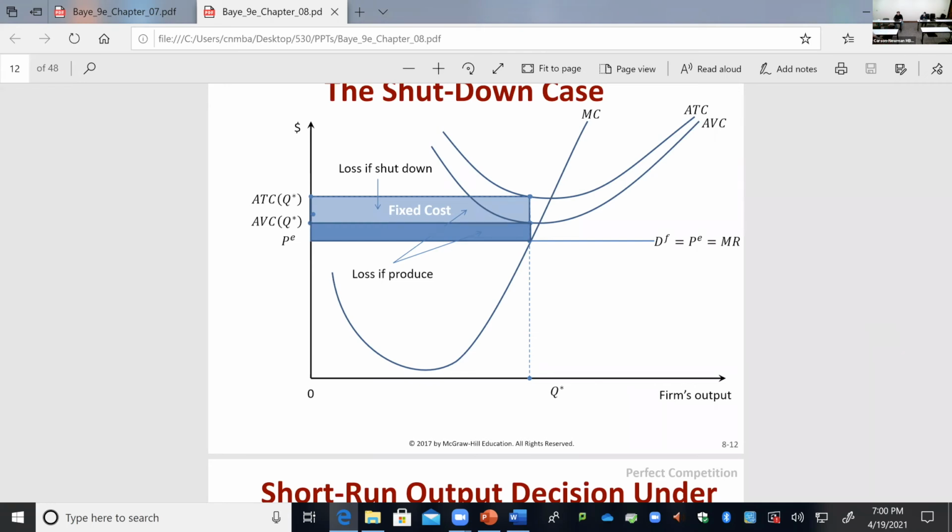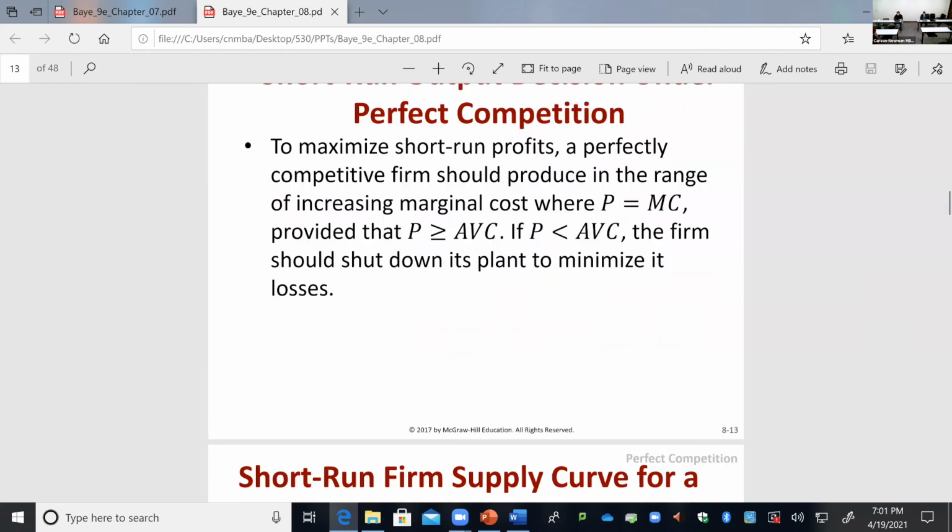So the shutdown condition is basically if price is less than average variable cost. If you can't even cover your average variable cost, you're better off shutting down and not making an absolute loss. So if price is greater than average variable cost, continue. If price is less than average variable cost, shut down in the short run. In the long run, you have to cover your average total cost, at least cover it. Zero profits are okay. You can continue to operate. And in fact, in the long run, you'll be forced to in the competitive industry because of free entry and exit.